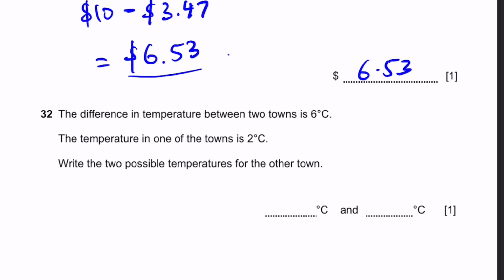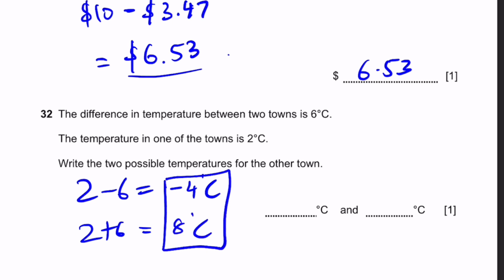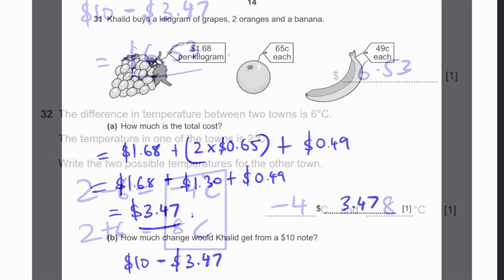The difference in temperature between two towns is 6 degrees Celsius. Temperature of one of the towns is 2 degrees. What are the two possible temperatures for the other town? We know that temperature can be positive or negative. So the difference is 6 degrees Celsius. So temperature in one town is 2 degrees. So two possible temperatures will be 2 minus 6, which is equal to minus 4 degrees Celsius, or 2 plus 6, which is equal to 8 degrees Celsius. These are the two possible values, and these are the answers. Minus 4 and 8. Question 33.